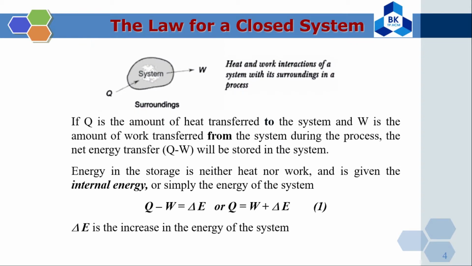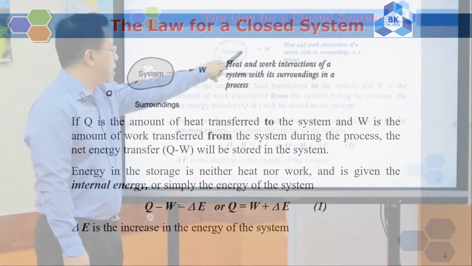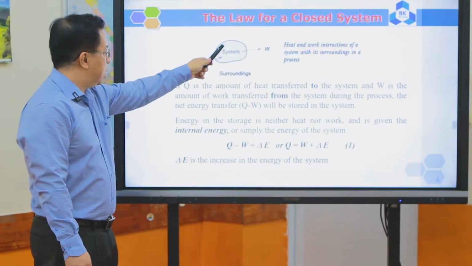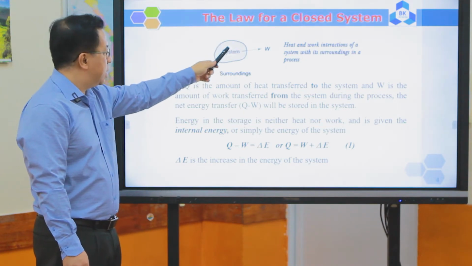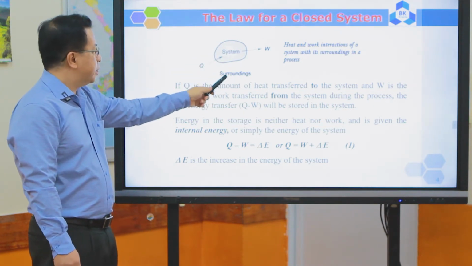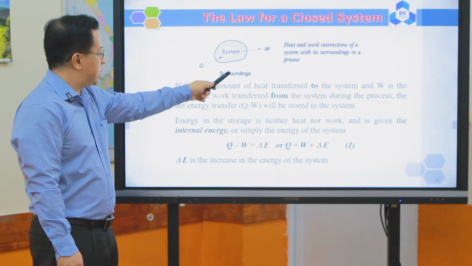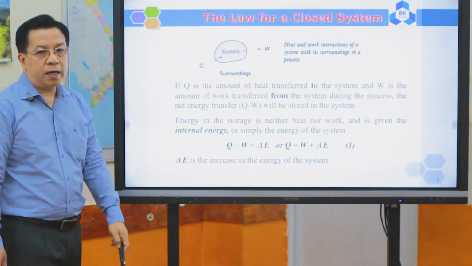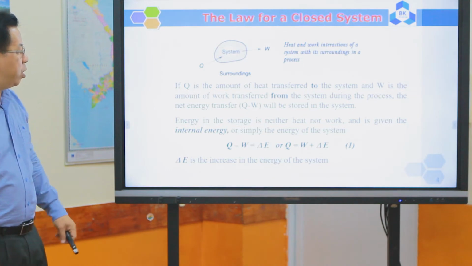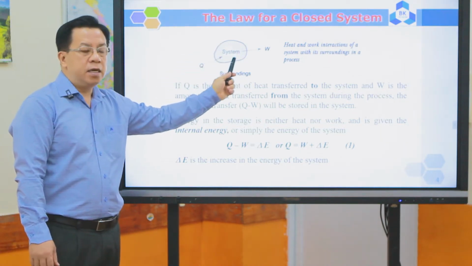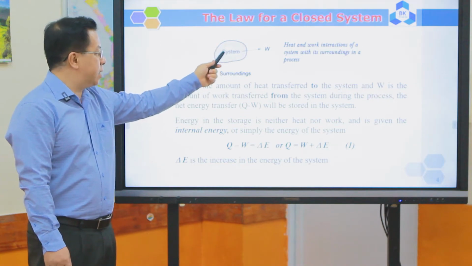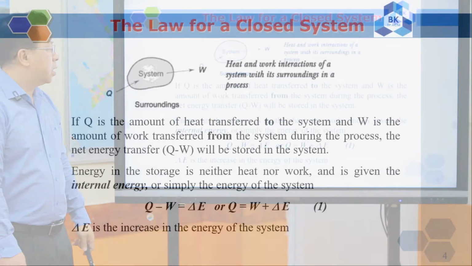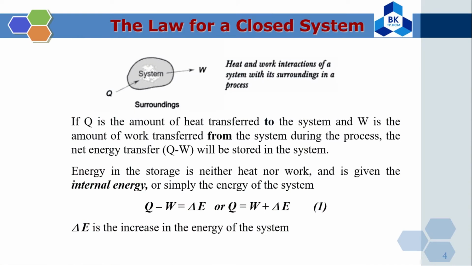Now, the law for the closed system. Last week, you learned about the closed system, and here's the closed system. Inside, we have the system, and outside we call the surroundings, and the barrier separating the system and surroundings we call the boundary. Normally in a closed system we don't have mass transfer between the system and the surroundings. Only heat and work can be transferred.